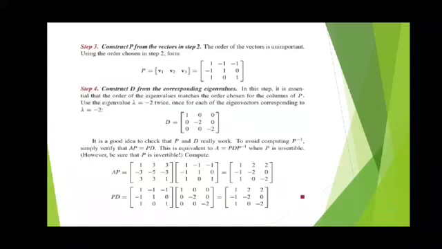Now we check whether it is diagonalizable or not. We check AP is equal to PD. If AP is equal to PD, then it is diagonalizable. If it is not equal, it is not diagonalizable. So we check here AP is equal to PD.